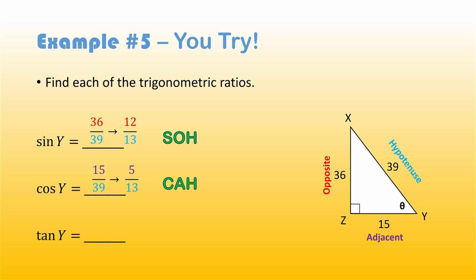And our last and final trig ratio is tangent, TOA, opposite over adjacent. So 36 over 15. And we will also reduce this ratio, each of these being divisible by 3. So it becomes 12 over 5.